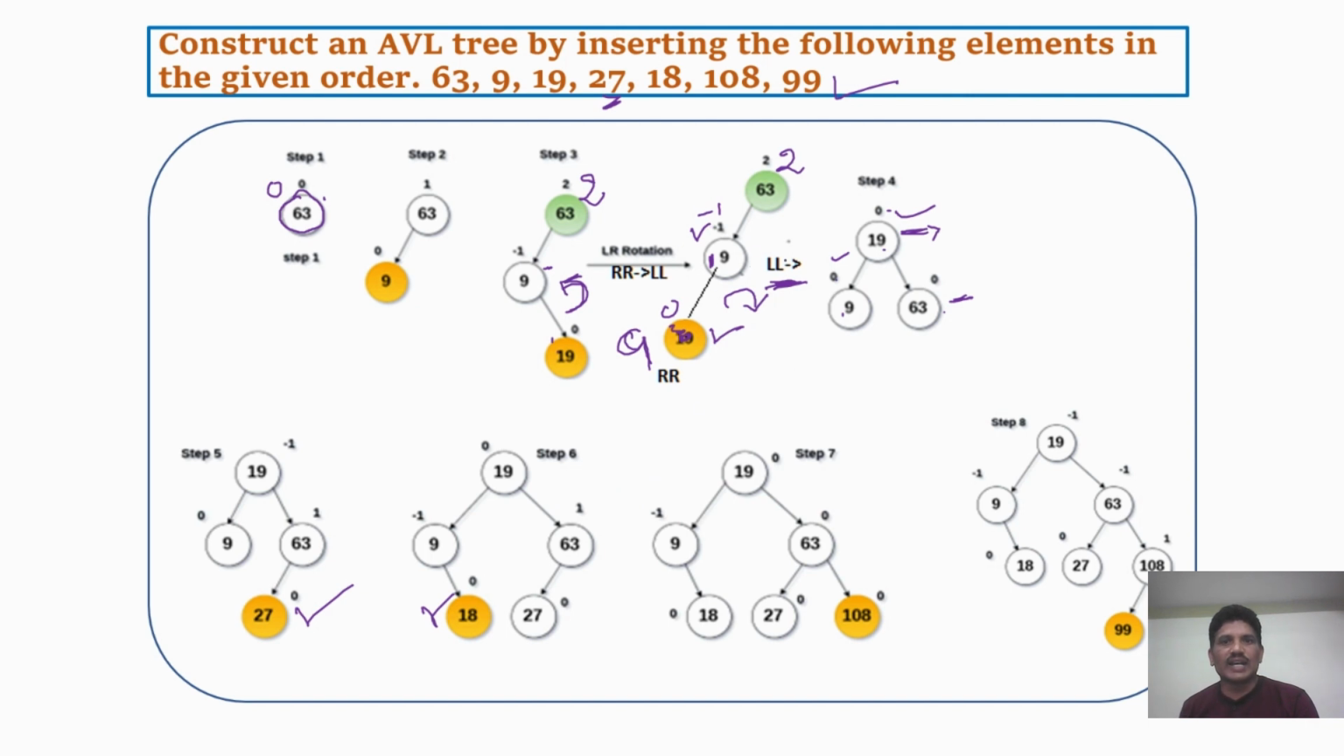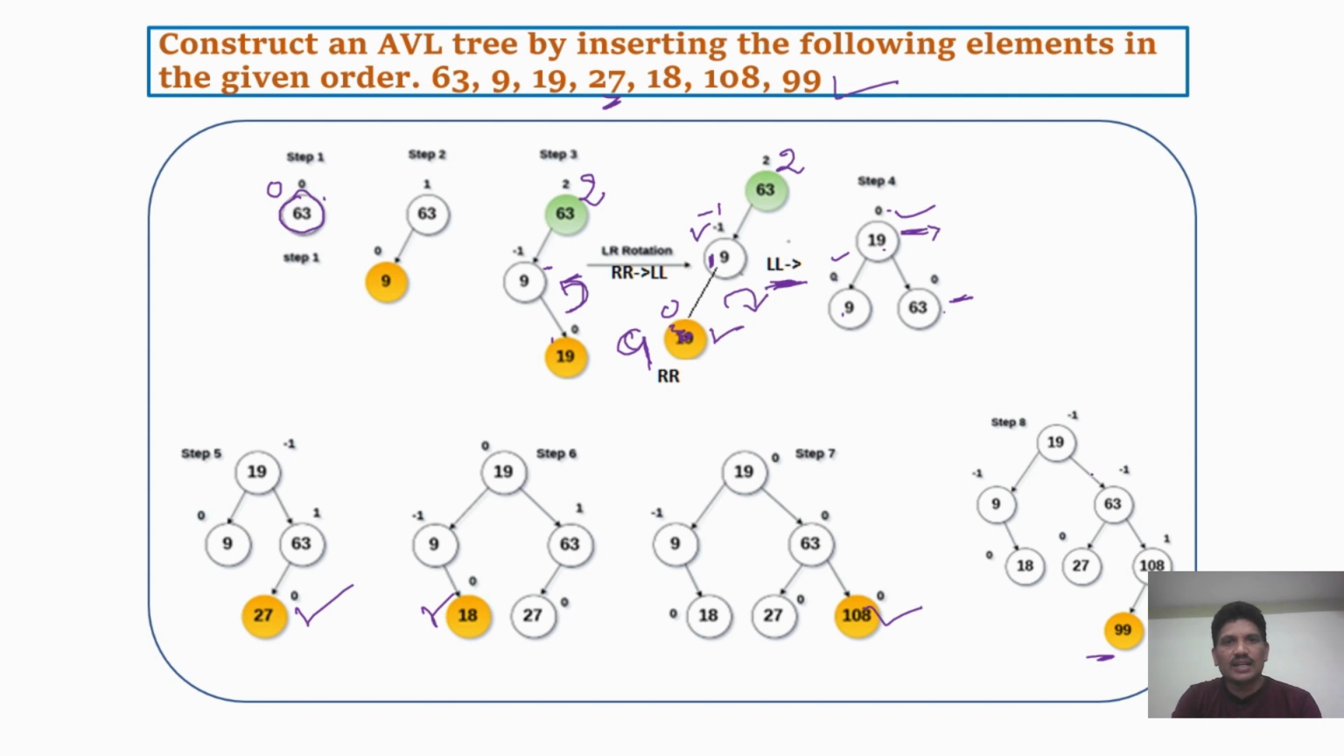Whenever 108 is inserted, no rotations are required. Now it is also an AVL tree. Then whenever 99 is inserted, you can find out the balance factor of each and every node. It is not more than 1, so it is also called an AVL tree. Whenever you insert elements into the AVL tree, you check the balance factor of each and every node after insertion. When it is not balanced, you use the suitable rotation: either the LL rotation, RR rotation, LR rotation or RL rotation.